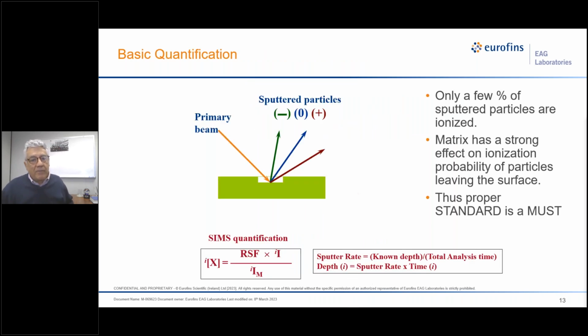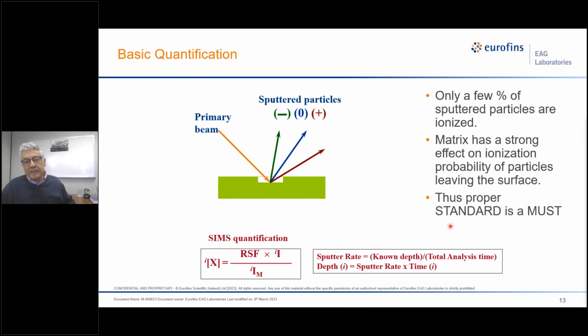So as we have mentioned, this primary ion beam causes particles to come off, either as negative ions or positive ions or neutrals. The complication of the previous slide is due to the ratio of the ionized particles to the neutrals. Only a few percent, less than 10% of these particles coming off the sample get ionized, and we can only detect the ones that are ionized. And we find that the ionization potential of these particles very much depends on the matrix they're coming from.